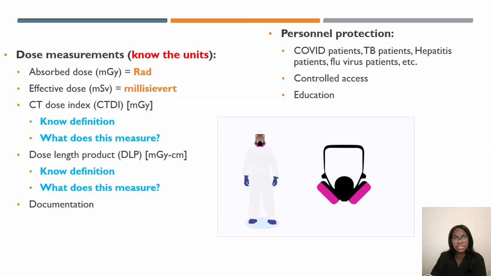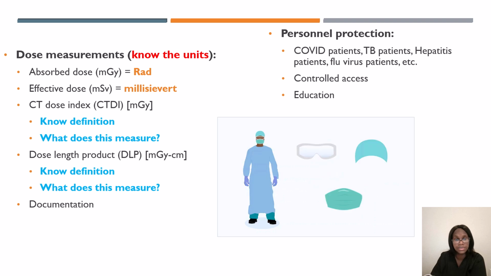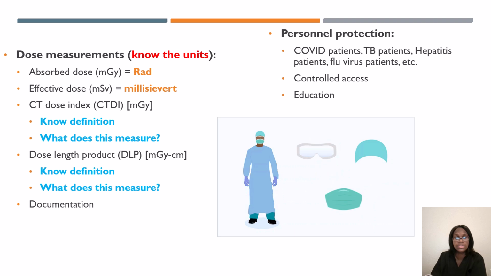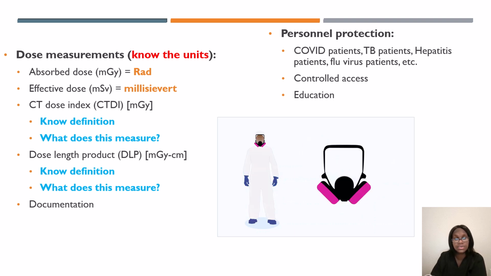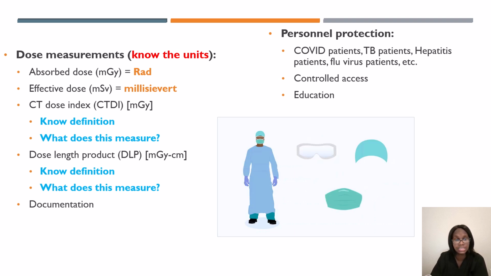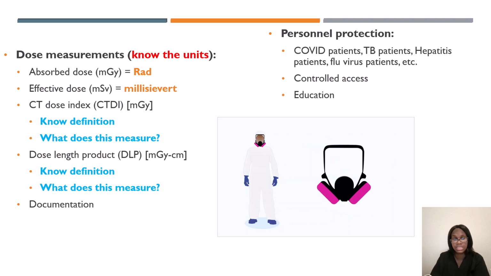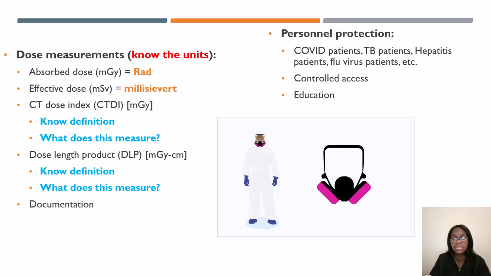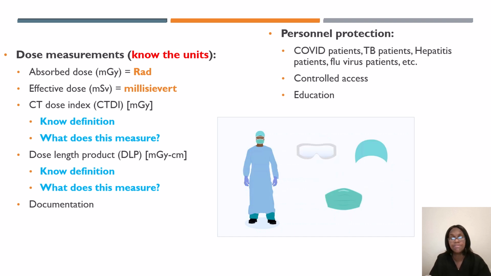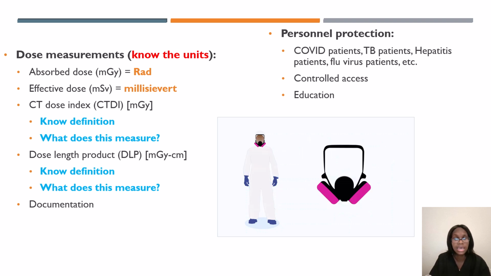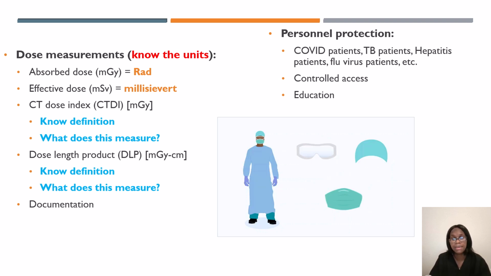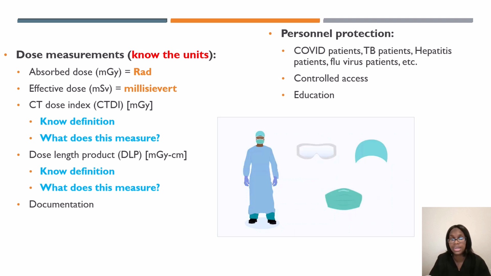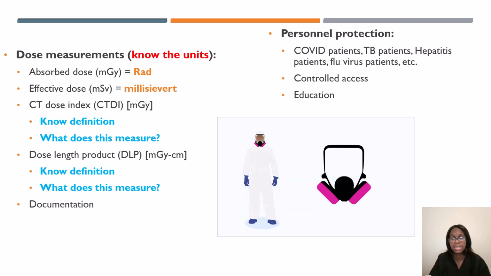Your dose measurements: know your units for absorbed dose. Do you know that that is rad? Effective dose, millisievert. Know the definition, know what CT dose index is, know dose length product. Make sure you know the difference between these two. It is easy to get CT dose index and dose length product confused. Personnel protection: if you have a COVID patient, TB patient, hepatitis, flu virus patient, what type of PPE are you using for these patients? Make sure that you control your area if you are scanning a patient. Make sure your door is closed.